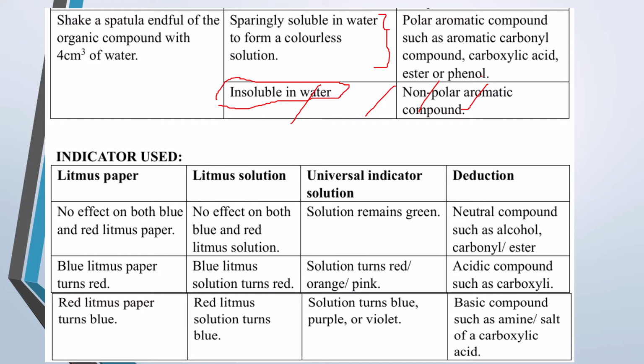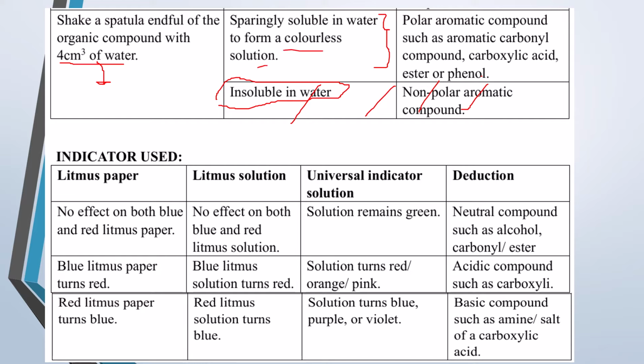So if you're having a substance and they tell you to get a test tube and then you dissolve it in 4 centimeters cubed of water, which we agreed that you're supposed to use a small measuring cylinder for, and then you measure 4 centimeters cubed of water, you put it in the test tube or boiling tube, and then you shake constantly, and then you see what is going to happen after some time. You're going to see that you're having a sparingly soluble substance in water which forms a colorless solution. I hope you are seeing how these observations are being made.